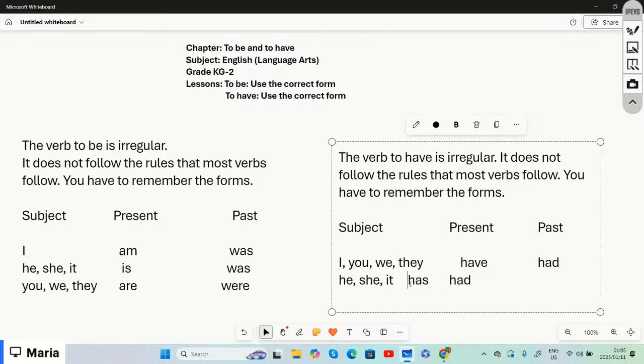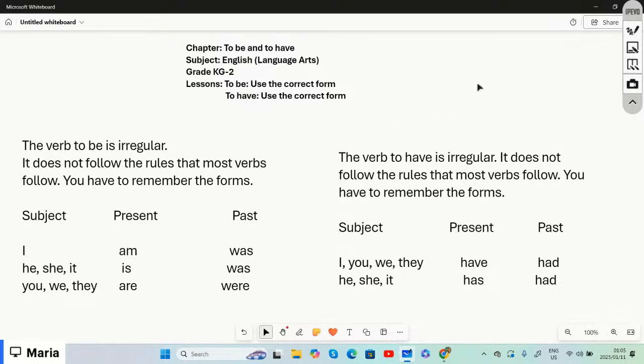All right. And this is a continuation of our previous lesson on to be and to have. So now we're just going to continue with the lesson on to be and to have.